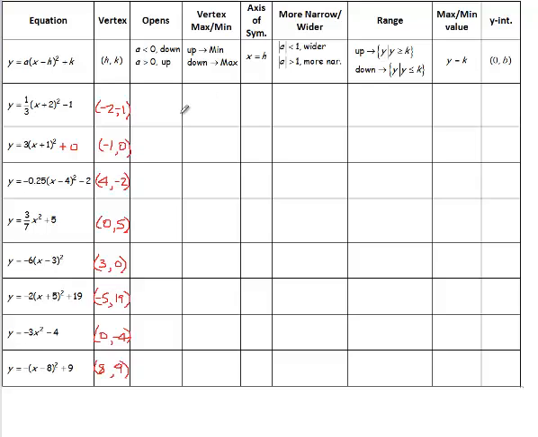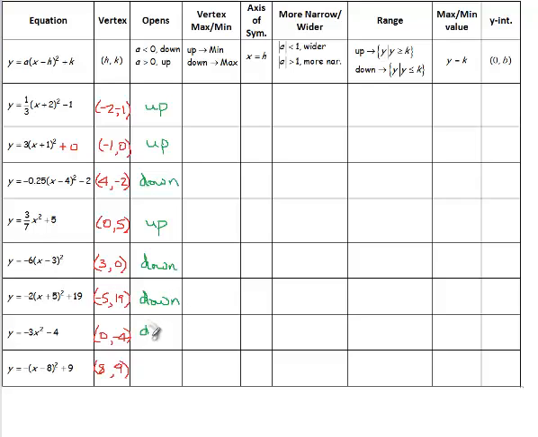So this one is fairly quick. So a is 1/3 in this case, which is positive, so it opens up. A in the second one is also positive, therefore it opens up. A in the next one is negative 0.25. That's a negative value. It doesn't matter what the value is, just positive or negative. So this one opens down. Next one is positive 3/7, opens up. Negative 6 is the a value, opens down. Negative 2 opens down.